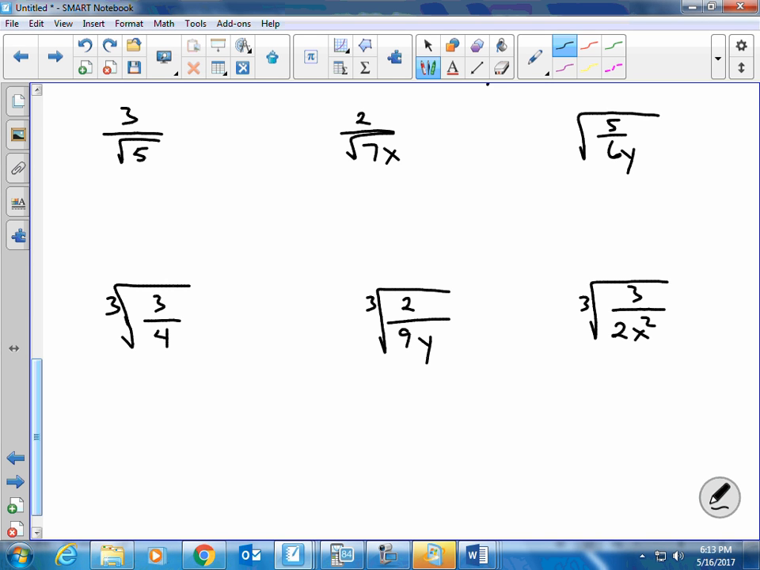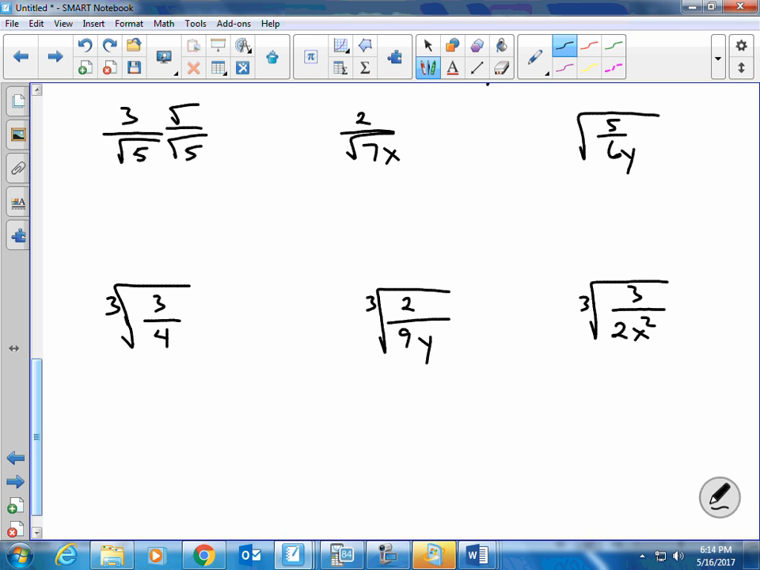I don't need to get rid of the bottom term. I need to get rid of the square root off the bottom term. So how do I make the bottom term a perfect square, so that I can take the square root of it and the radical will be gone? What do I need to multiply by in order to make that a perfect square? How about itself? Square root of 5 times the square root of 5 is the square root of 25, which is 5.